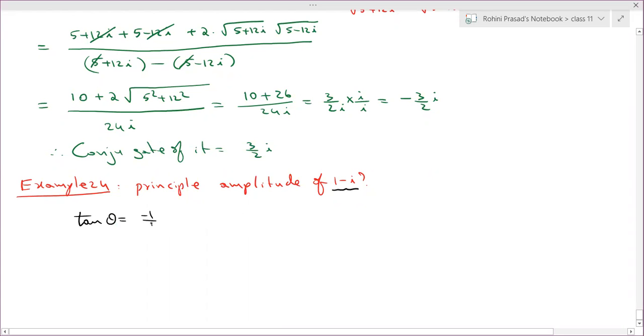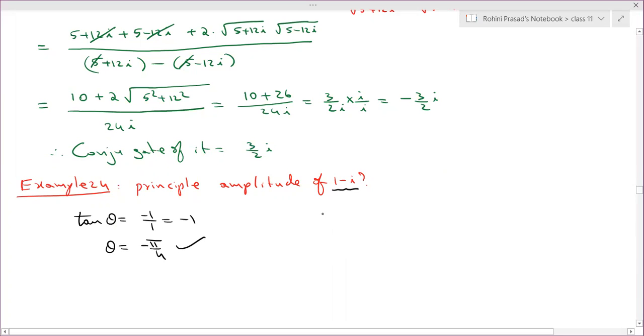the minus 1 by 1 is equal to minus 1. Tan theta equal to minus 1 will happen in the second quadrant as well as the fourth quadrant. But because this lies in the fourth quadrant, you can write theta equal to minus pi by 4. So hence the principal amplitude is minus pi by 4. That's all.